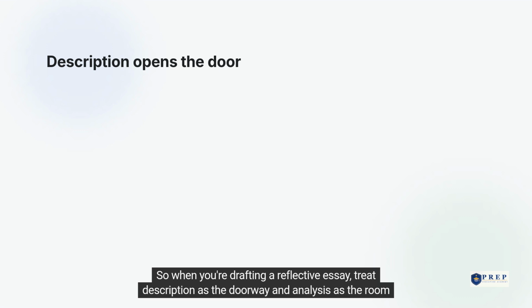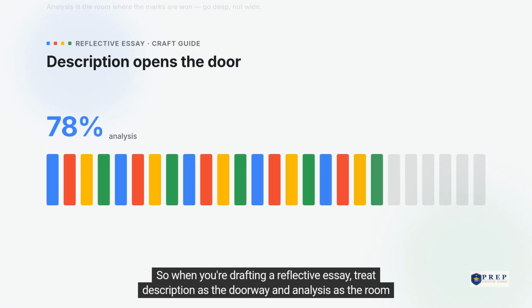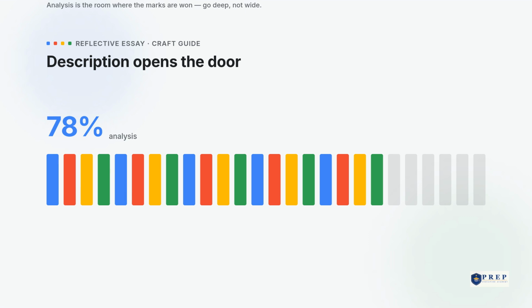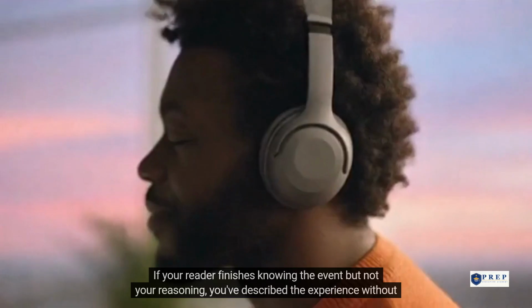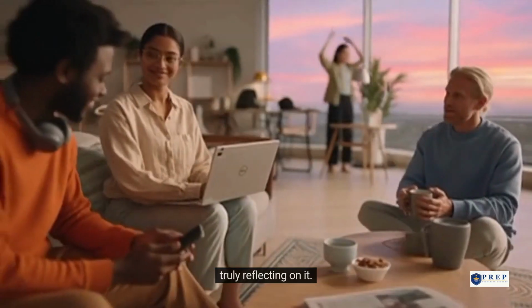So when you're drafting a reflective essay, treat description as the doorway and analysis as the room where the marks are won. If your reader finishes knowing the event but not your reasoning, you've described the experience without truly reflecting on it.